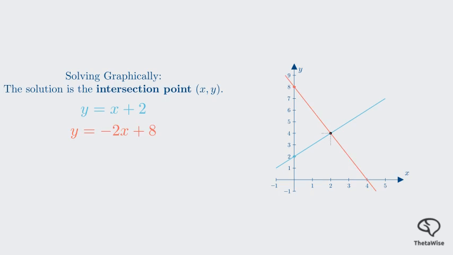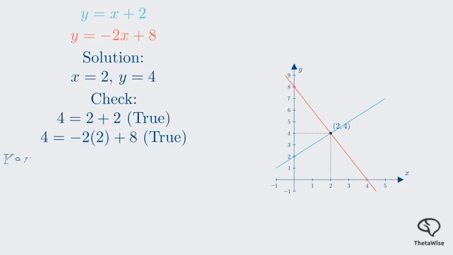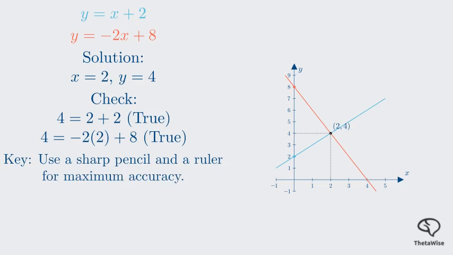Look at where they intersect. They meet exactly at the point where x is 2 and y is 4. This means that the solution to the simultaneous equations is x equals 2 and y equals 4. Let's check our work. For the first equation, 4 equals 2 plus 2, which is true. For the second, 4 equals minus 2 times 2 plus 8, which is also true. If you are asked to solve graphically, accuracy is key. Ensure your lines are straight and your points are plotted precisely. The intersection point is the only pair of values that satisfies both equations at the same time.